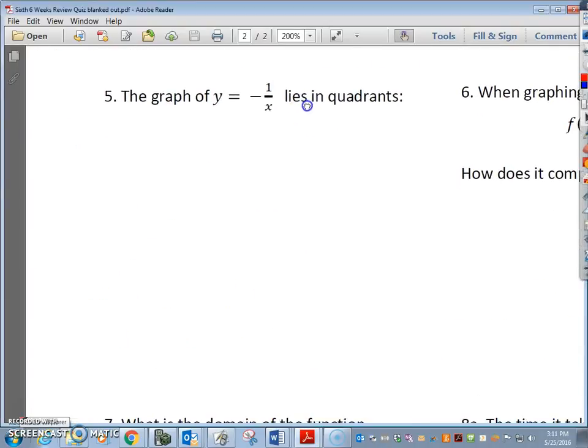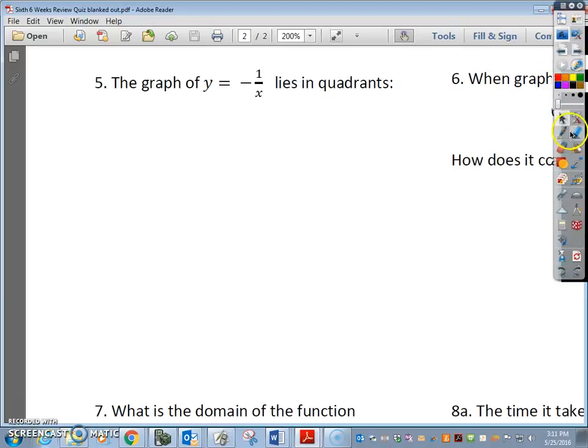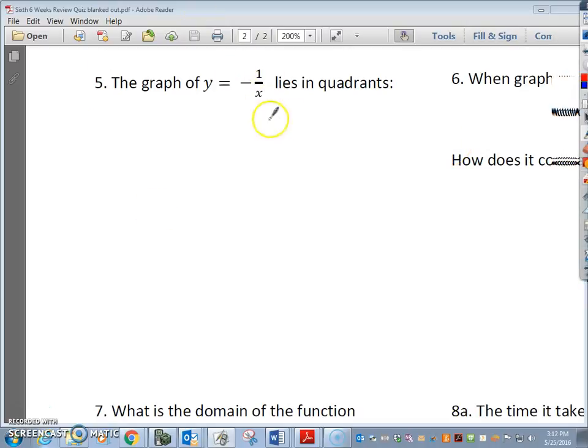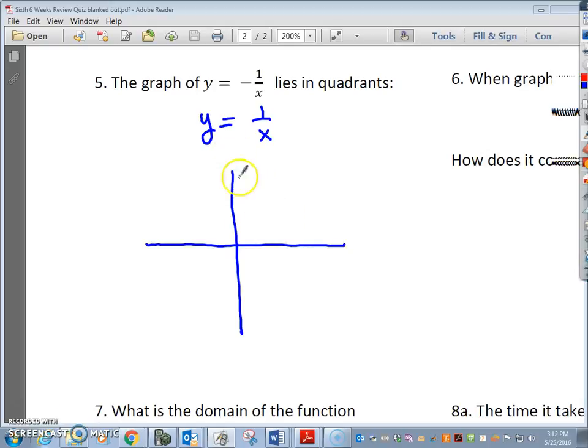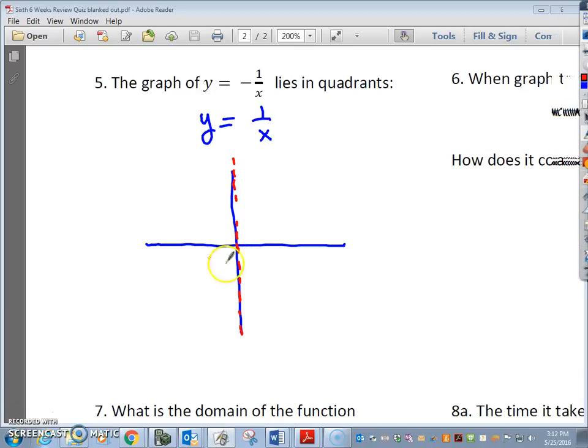Let's look at the next one. Number 5. The graph of negative 1 over x lies in what quadrants? Well, what is the parent function of this one? The parent function of this one is just y is equal to 1 over x, right? Where does that one lie? That one has the asymptotes at 0 on the y-axis and a horizontal asymptote at 0 on the x-axis. Yes. And normally it is right here, right?